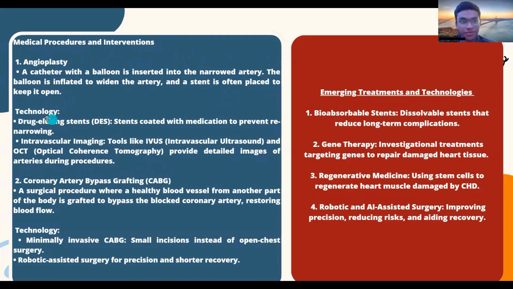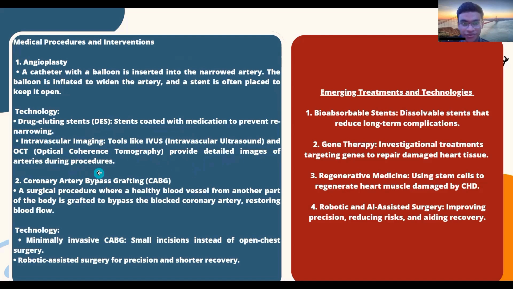Technology used for angioplasty is the drug-eluting stent, also known as DES, where the stent is coated with medication to prevent re-narrowing. Then we have intravascular imaging, where tools like intravascular ultrasound and optical coherence tomography will provide detailed images of the artery during the procedure.